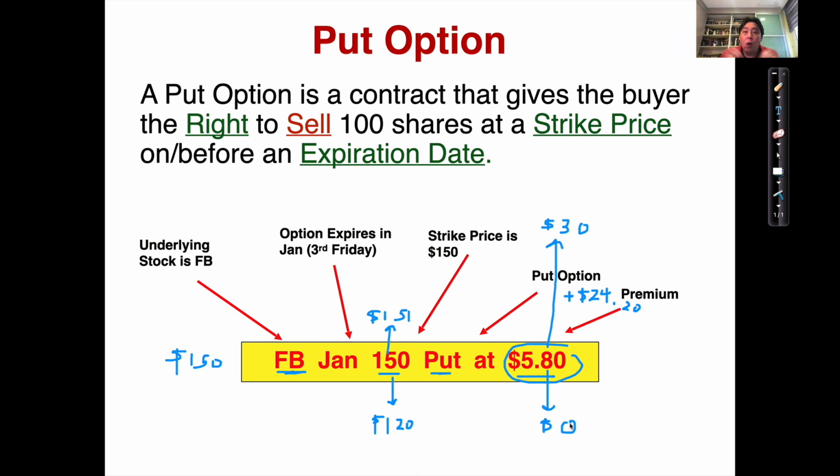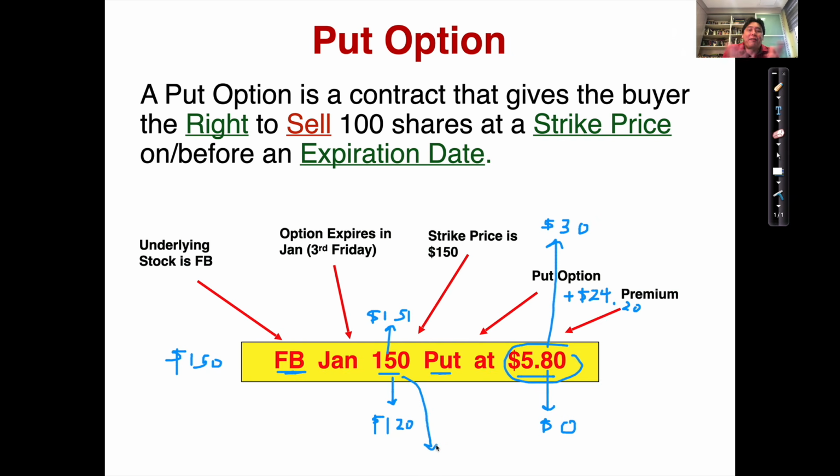And how much would you have lost if you had held it to expiration? You would have lost $5.80. So again, same thing. When you buy a put option, the worst that can happen is you lose the entire premium. But in reality, we will never allow ourselves to lose the entire premium. Okay, we would sell the put option and get some money back before it expires worthless. Got it? All right.